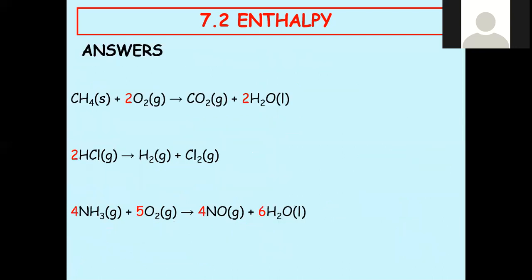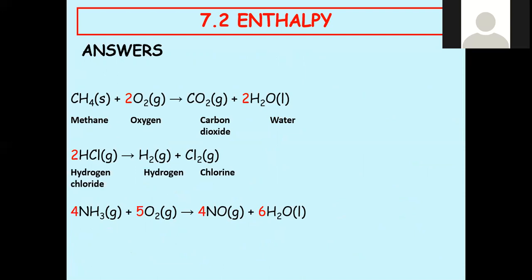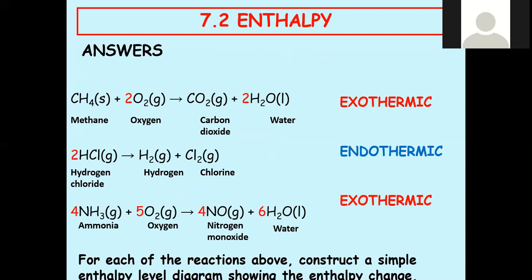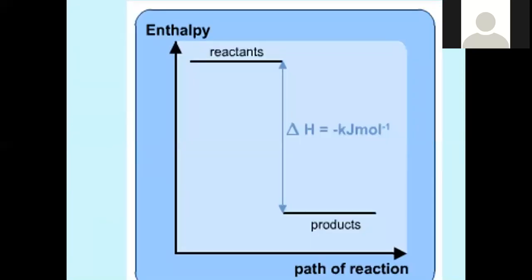Again, there are our answers from before. I'll go through it now. So our hydrocarbon was methane, oxygen, carbon dioxide and water, hydrogen chloride, hydrogen and chlorine, and ammonia, oxygen, nitrogen monoxide, and water. So exo, endo, exo. For each of the reactions above, you could be asked to draw a simple enthalpy level diagram to show them. Any that would look like this would be fine.